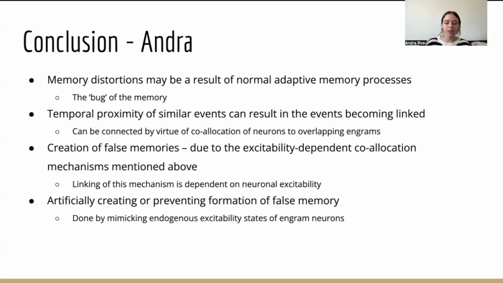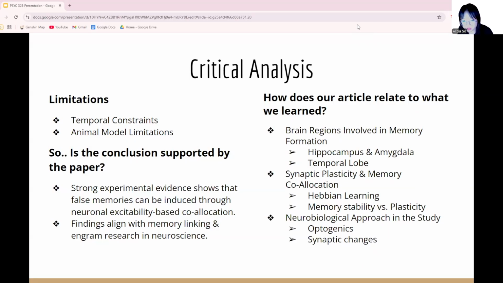So decreasing excitability of neurons for the first event will prevent false memory formation, whereas artificially increasing excitability will facilitate false memory formation. And last, we have artificially creating or preventing formation of false memory is done by mimicking endogenous excitability states of engram neurons. Two limitations are temporal constraints and animal model limitations.